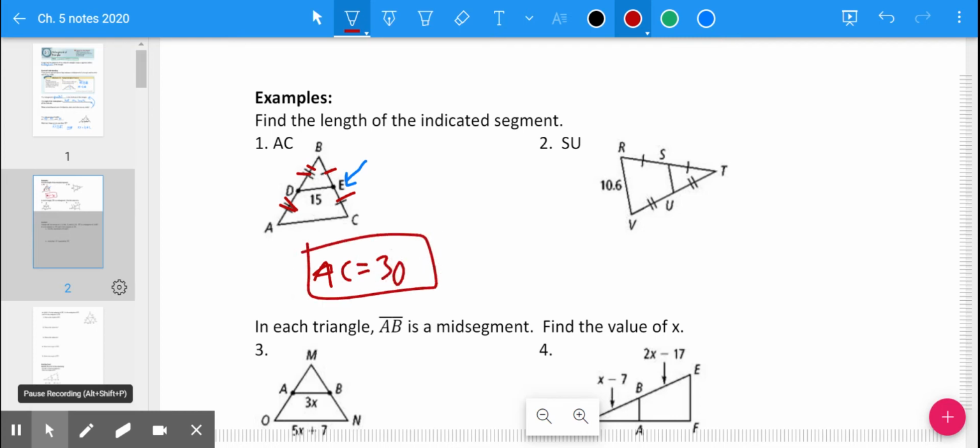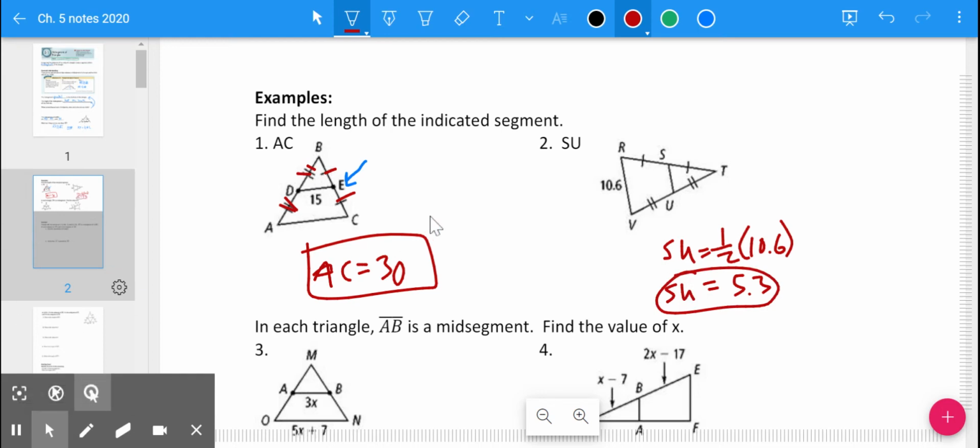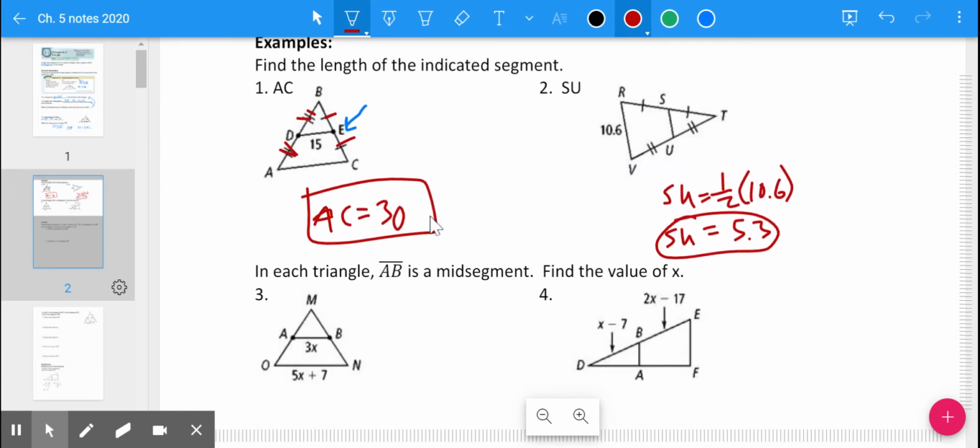Now in number 2, we're given the opposite. We're looking for the mid-segment. We know the mid-segment is half of the third side, so SU would have to be half of 10.6, and half of 10.6 is 5.3. So that's what SU would equal. That's using the second part of our theorem 5.1, that the mid-segment is half of the third side.